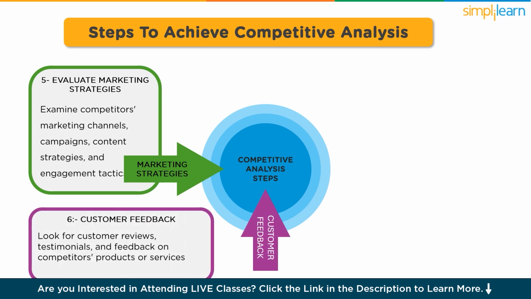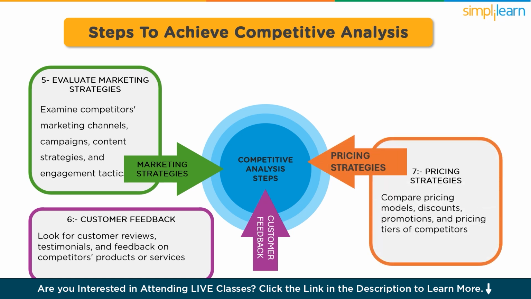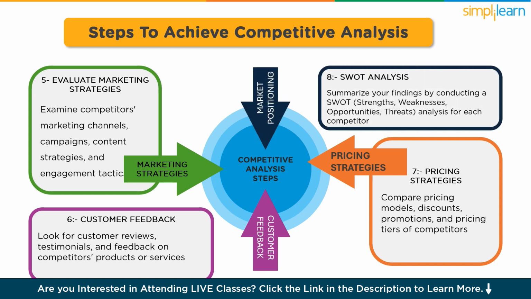6. Study customer feedback. Look for customer reviews, testimonials, and feedback on competitors' products or services. Identify common complaints, pain points, and areas for improvement. 7. Examine pricing strategies. Compare pricing models, discounts, promotions, and pricing tiers of competitors. Determine how their pricing strategy affects market positioning and customer perception. 8. SWOT analysis. Summarize your findings by conducting a SWOT (strengths, weaknesses, opportunities, threats) analysis for each competitor. Identify opportunities to differentiate your offerings and mitigate potential threats.